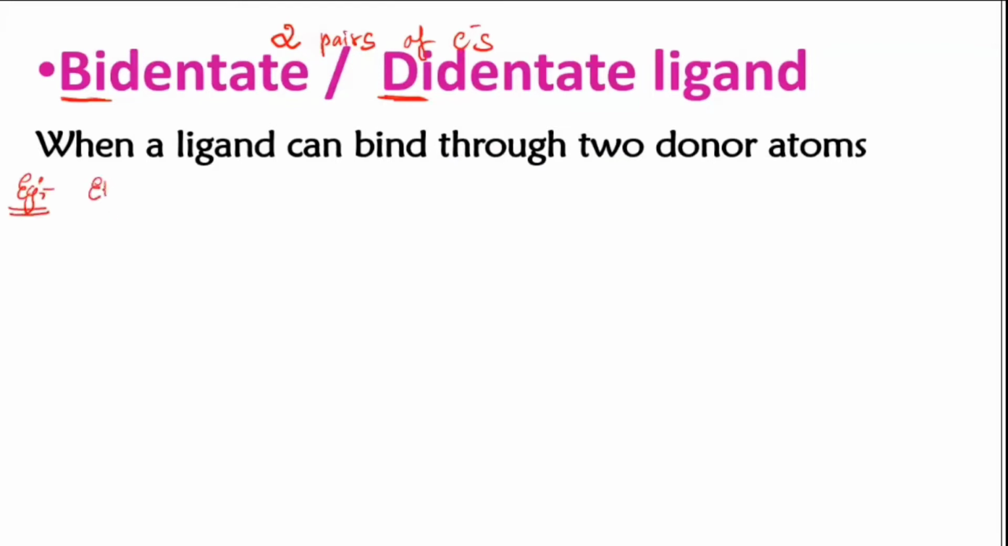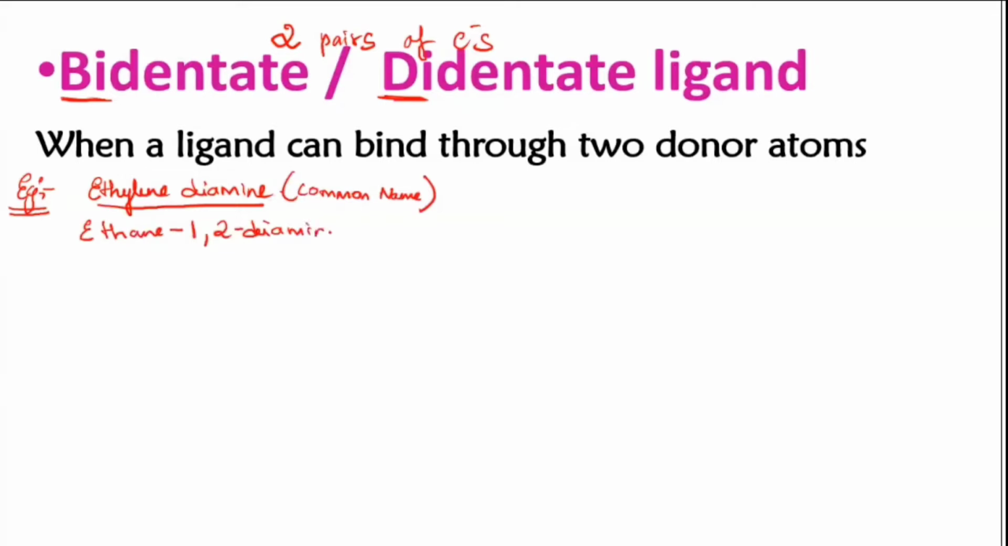Let me take the first example, that is ethylene diamine. Ethylene diamine is a didentate ligand. I will tell you how to write the structure. Ethylene diamine is a common name of this ligand. The IUPAC name is ethane 1, 2 diamine. This is a didentate ligand.